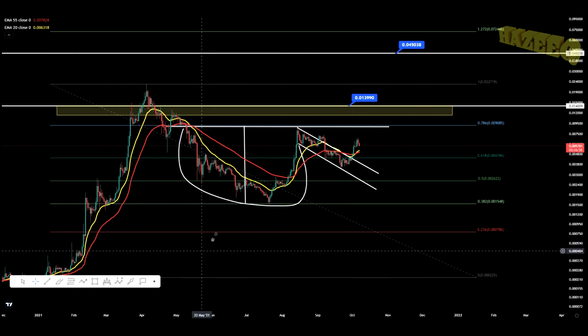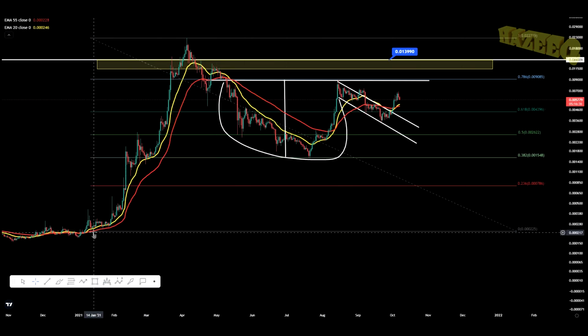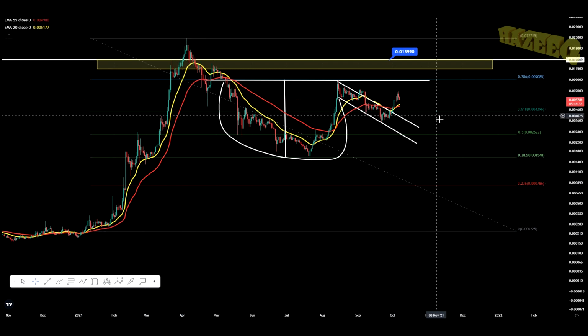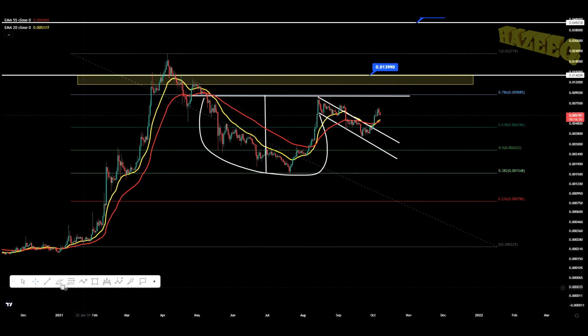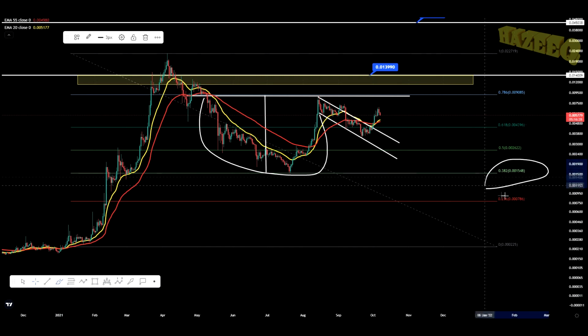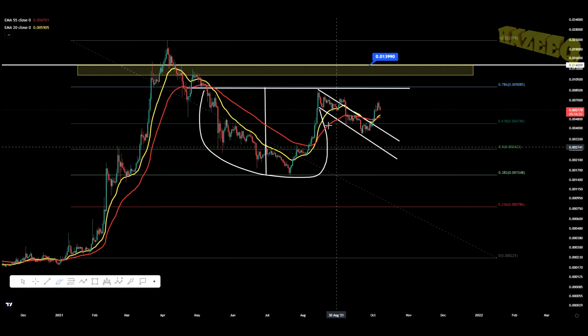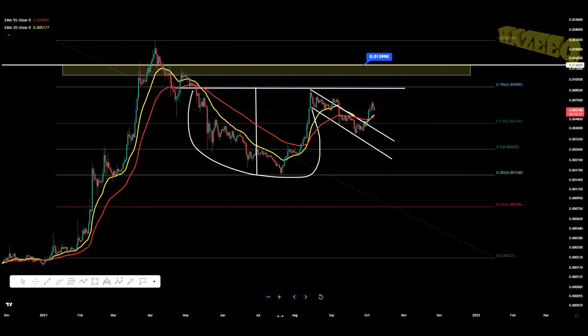Now, jumping into the daily chart, we do have a fib set up from this swing low over here in January to the swing high in April. And as you can see, we bottomed out over here at the 0.382. We found that as strong support. So I think this will be a major support level that will play a role in the next rollover that we're going to have.